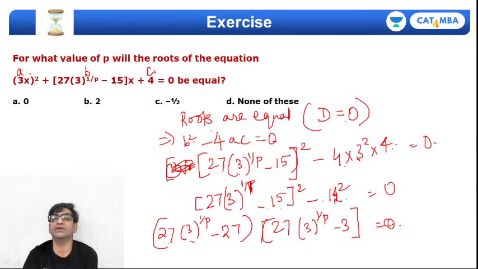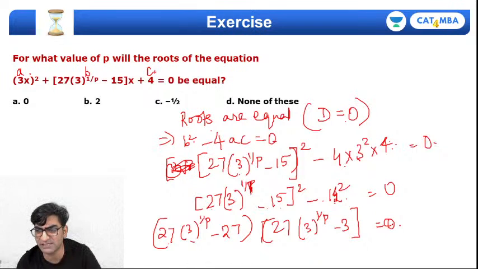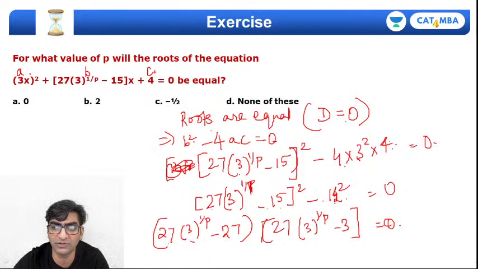Right? So if the roots are equal, then b square minus 4ac must be 0. In this case, this is what it breaks down into, which means that either the first term is 0 or the second term is 0. Let's check it out. When will the first term be 0?